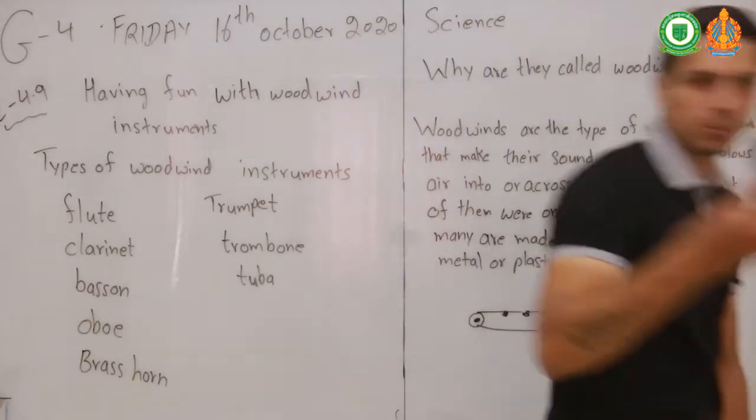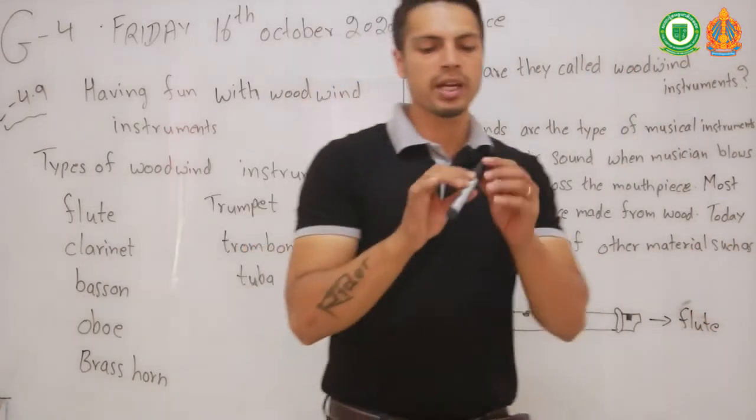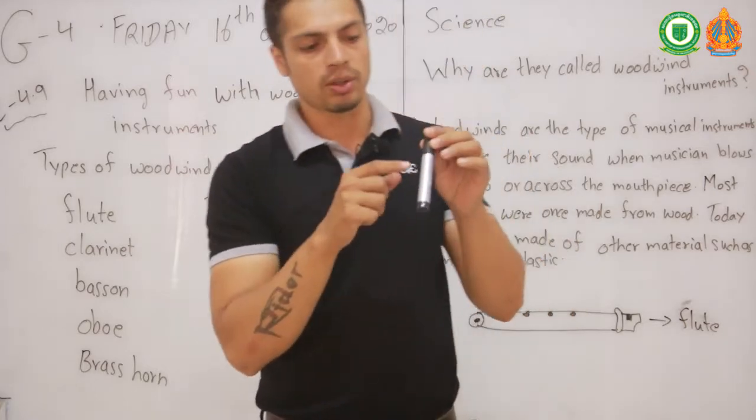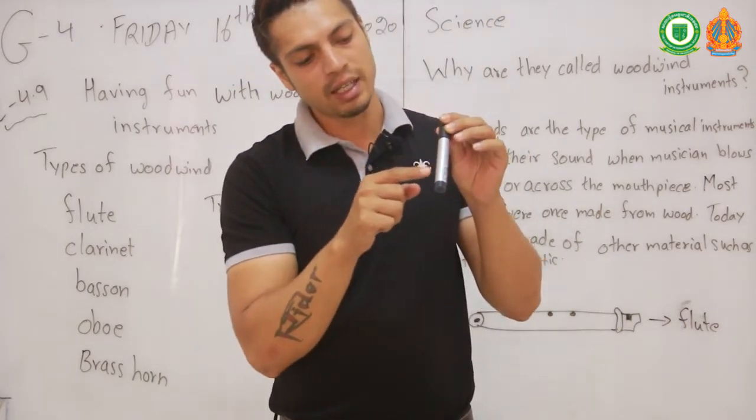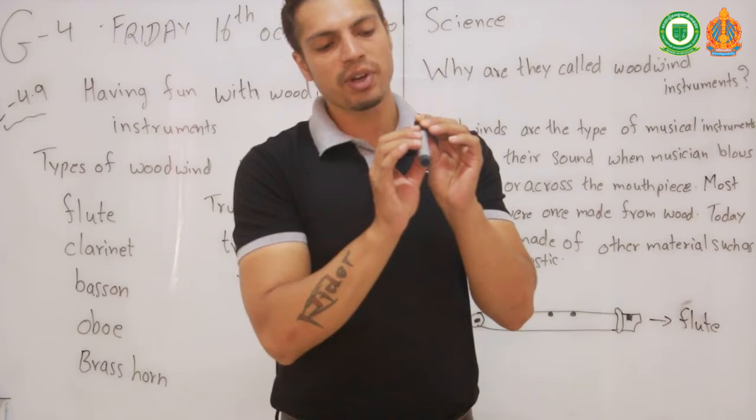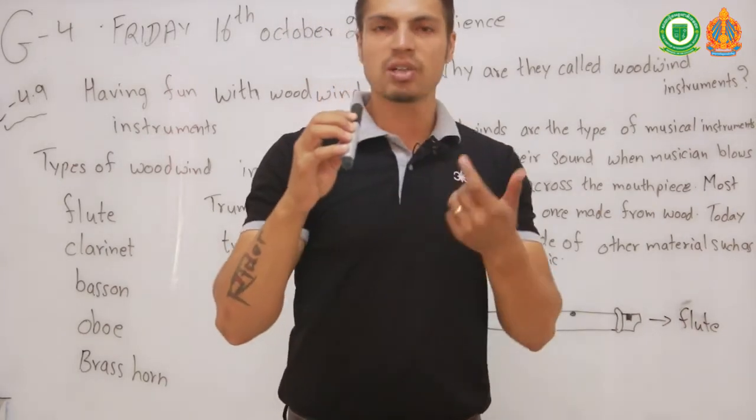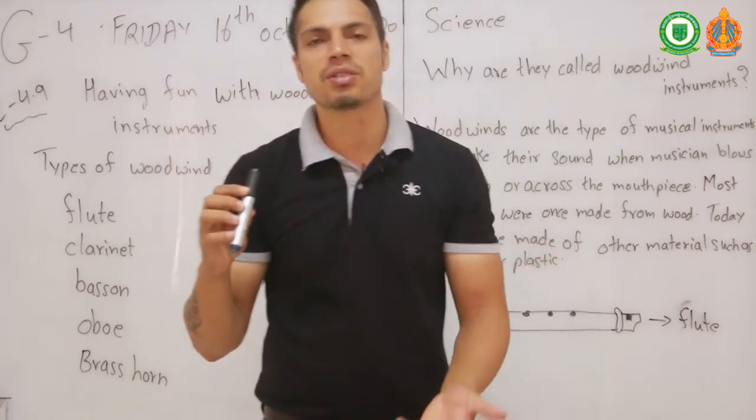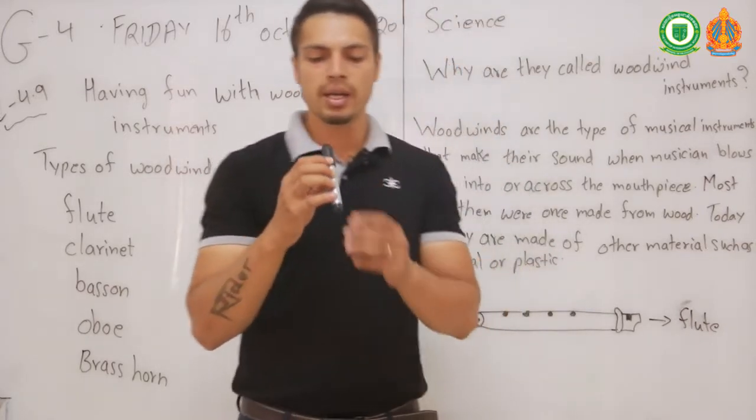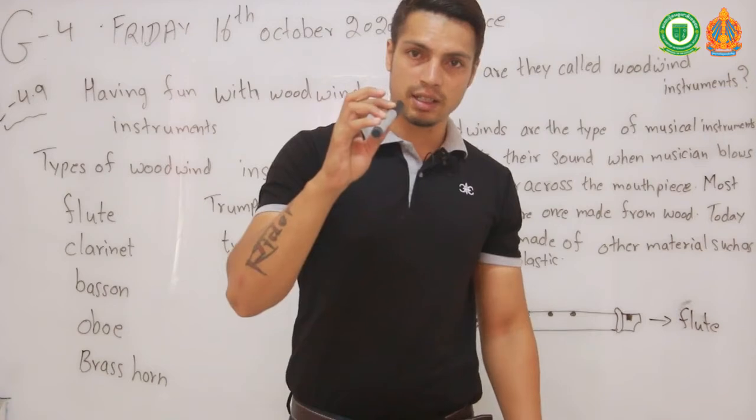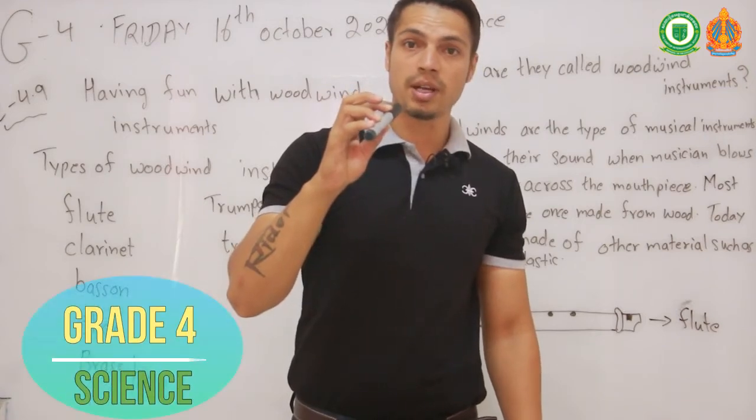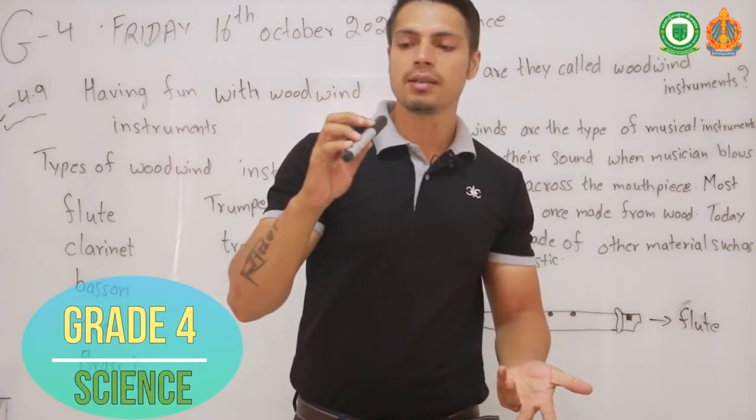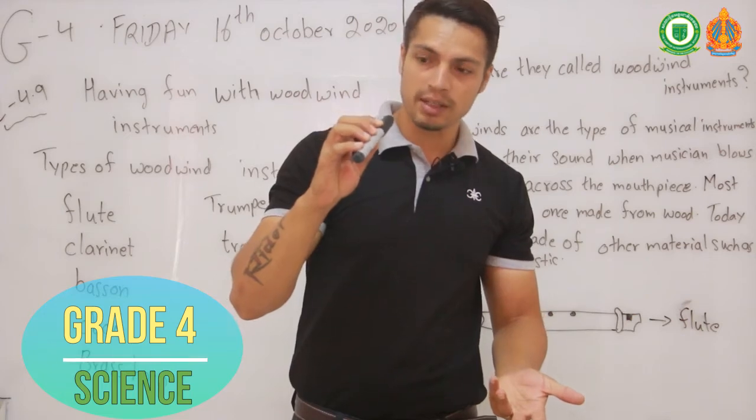Let me show you. Suppose this is a flute. It has 4 holes: one here, second, third, fourth. They will keep 4 fingers here. If they want to change the pitch, because only musicians know how to change the pitch of the flute, sometimes they take off a finger. So it will change the pitch. Sometimes they keep it.